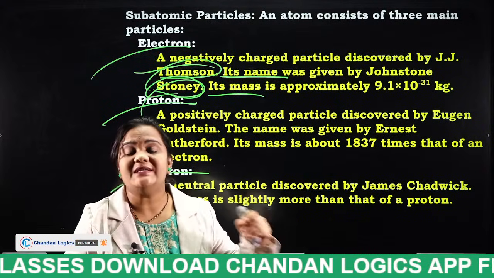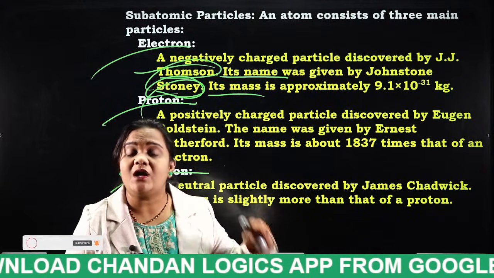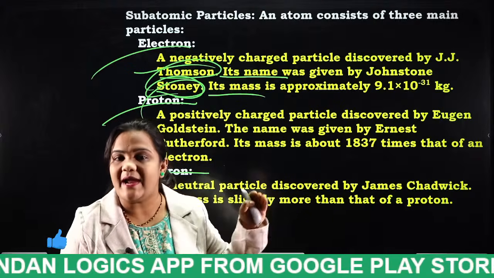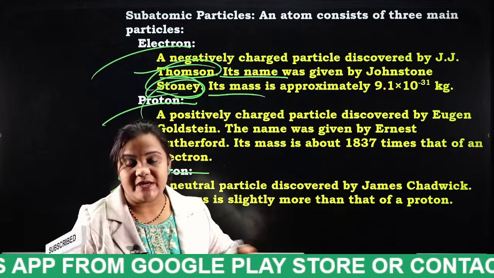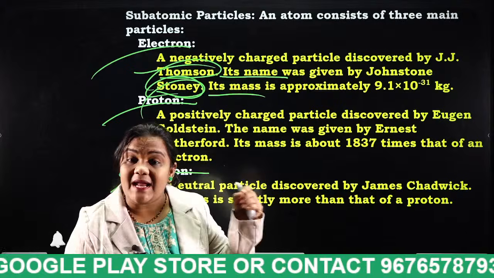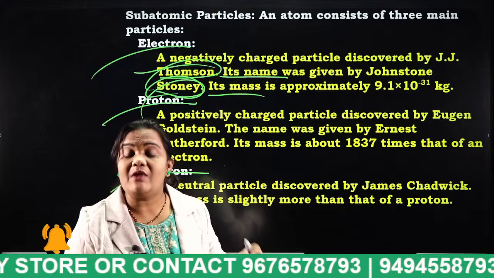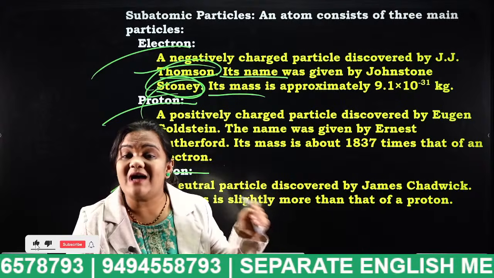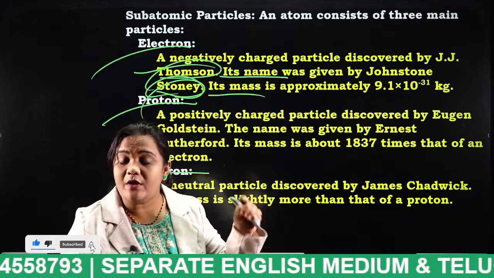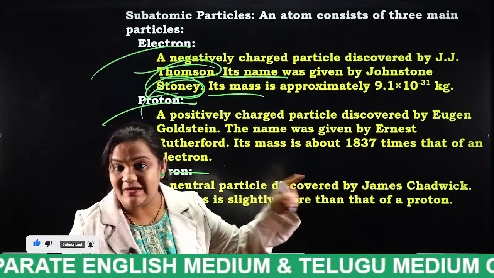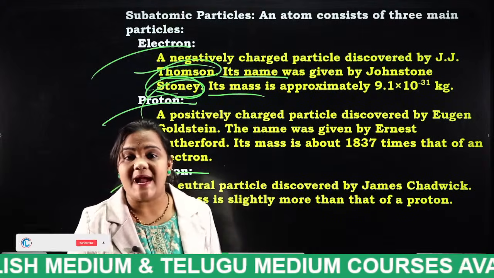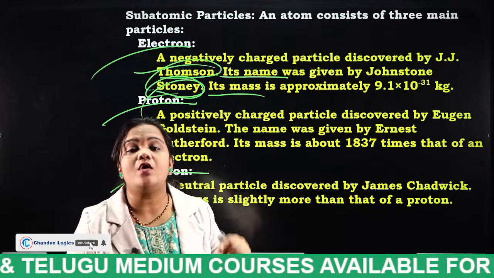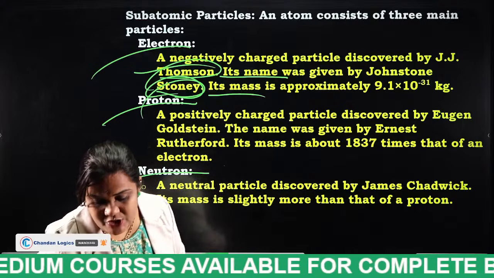My question is, in which year was the electron discovered? Who discovered the electron? Actually J.J. Thomson, right? But the name of that negatively charged particle was given by whom? Johnstone Stoney. And what is the mass of that electron, students? 9.1 into 10 power minus 31 kg. So my question is, in which year was the electron discovered? Tell me, students.